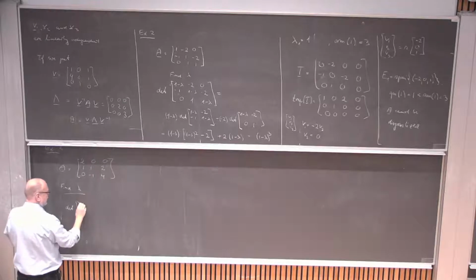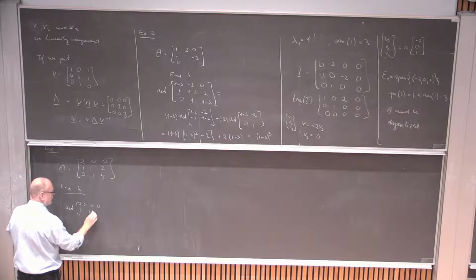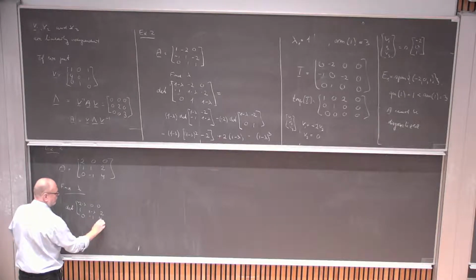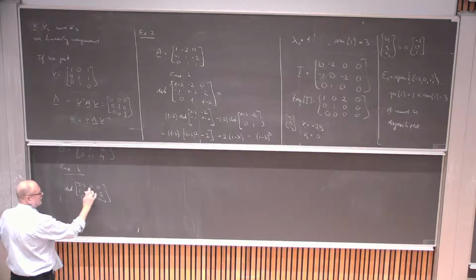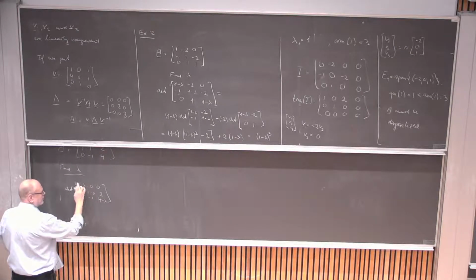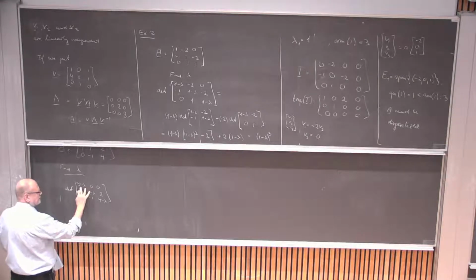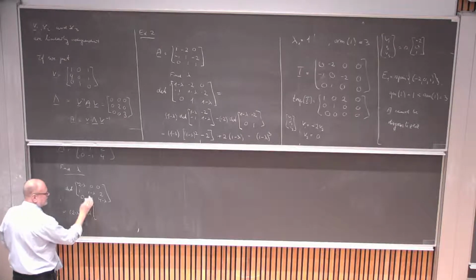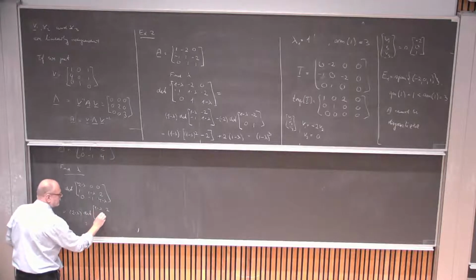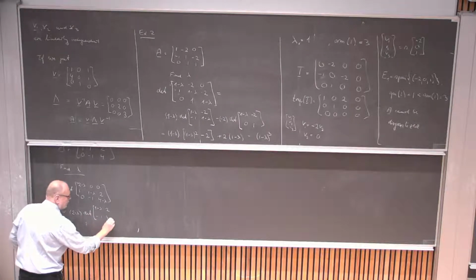Subtract lambda from the diagonal elements. 1, 1 minus lambda. 0, and then minus 1 and 4 minus lambda. You have the first row has only an element different from 0 in the first. So this is equal then to the determinant of 1 minus lambda, 2, minus 1, 4 minus lambda.